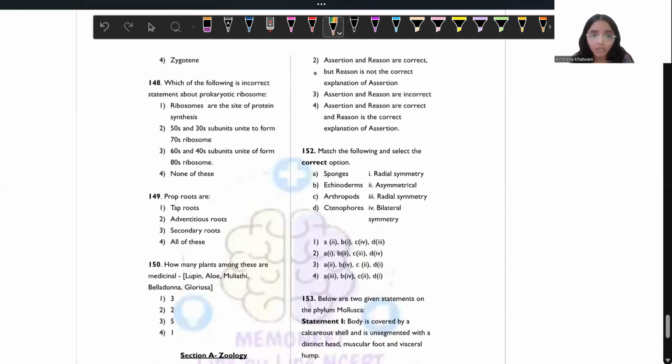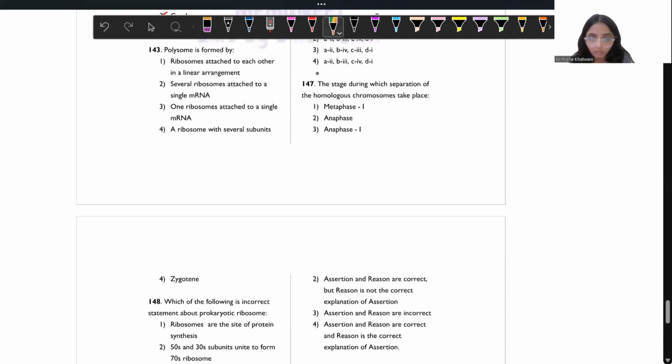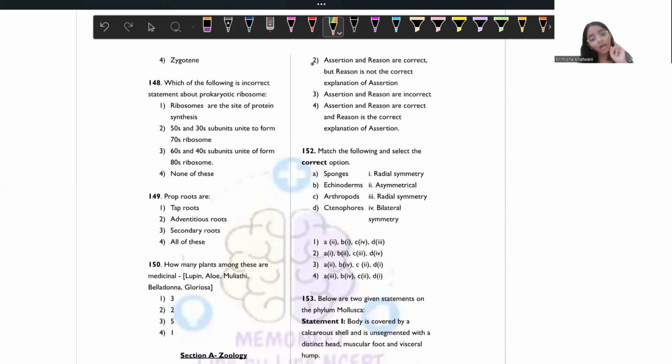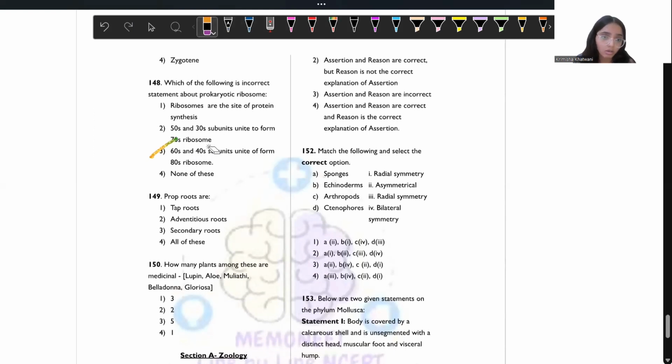Let us see 148 question. Which of the following is an incorrect statement regarding prokaryotic ribosome? Ribosomes are the site of protein synthesis everywhere, whether eukaryote or prokaryote. Next, 50S and 30S subunits unite to form 70S. Okay. 60S and 40S subunits unite to form 80S, but not in prokaryotes. This is seen in eukaryotes. So it is the wrong statement.